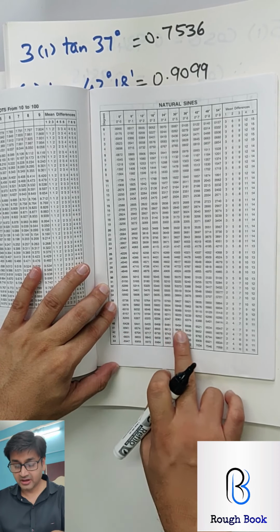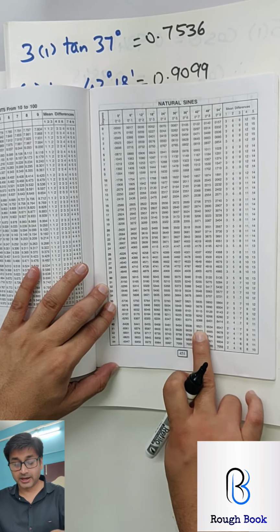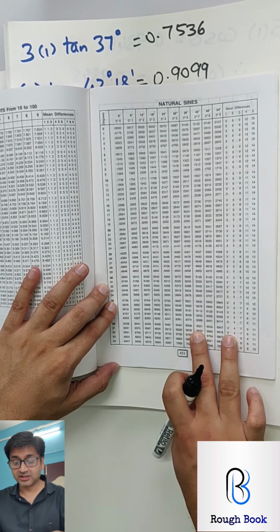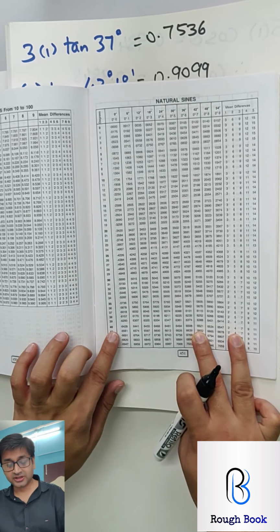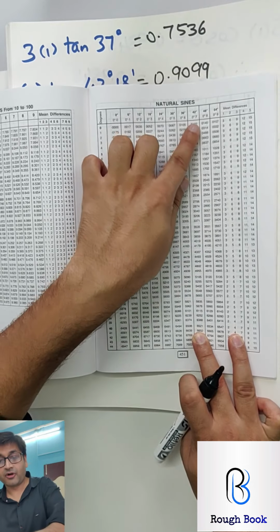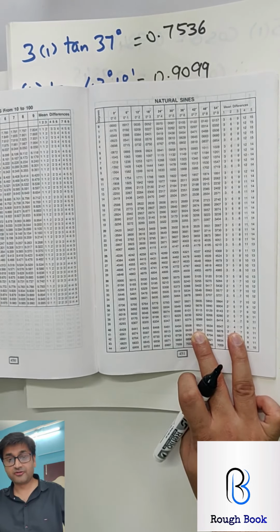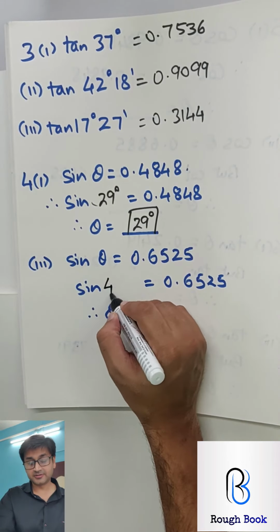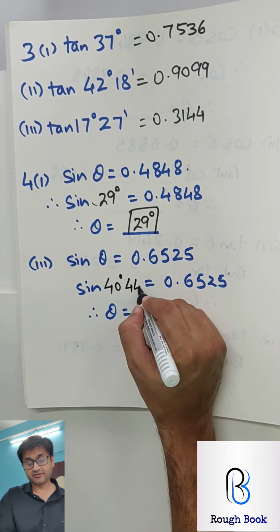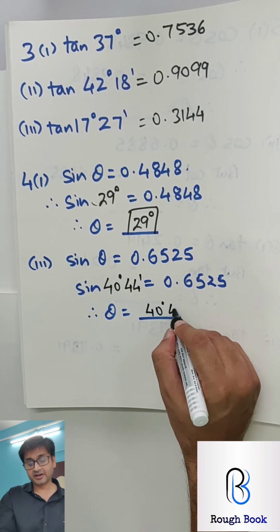6525. So 65, I can see the series here, 2 1 and then 3 4. So 2 1 plus 4 I will have to add. So this is 40 degrees, 42 minutes plus 2. So that will be 44 minutes. So 40 degrees, 44 minutes. Are you getting it?